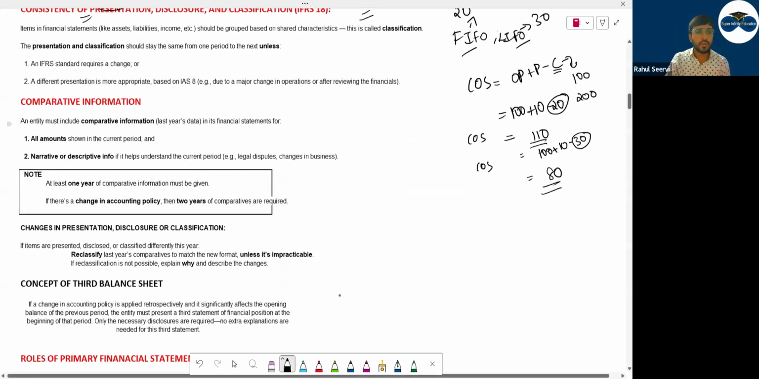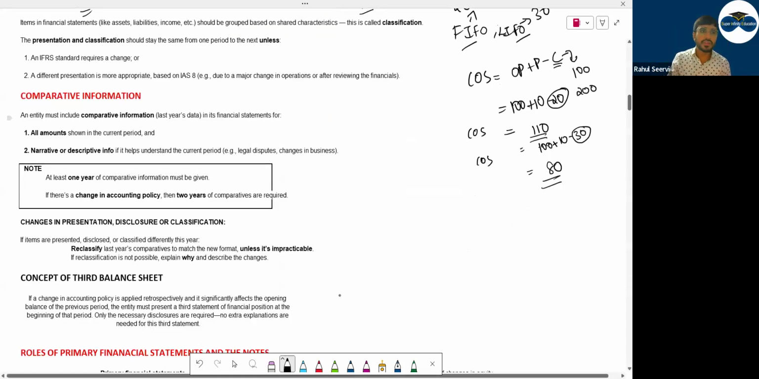Then coming to comparative information. What does comparative information mean? As I mentioned, if the company is providing the balance sheet and P&L to you for the current year, how will you analyze whether the company is doing good or bad? Can I say you will ask the company to provide the previous year financial statements also, so that we can decide whether the company is doing good or bad? Is this clear? Comparative information?